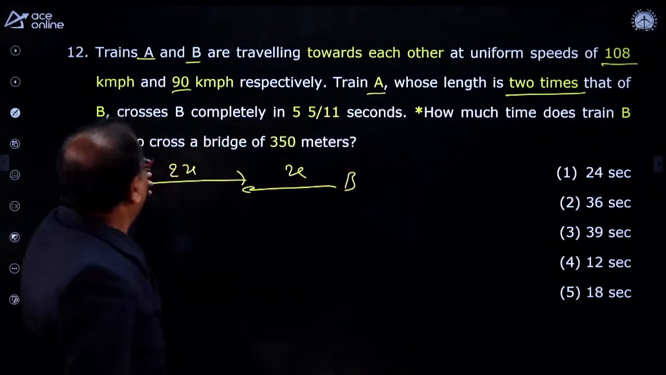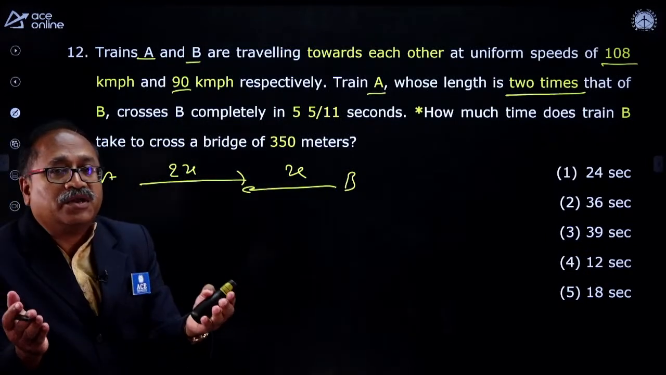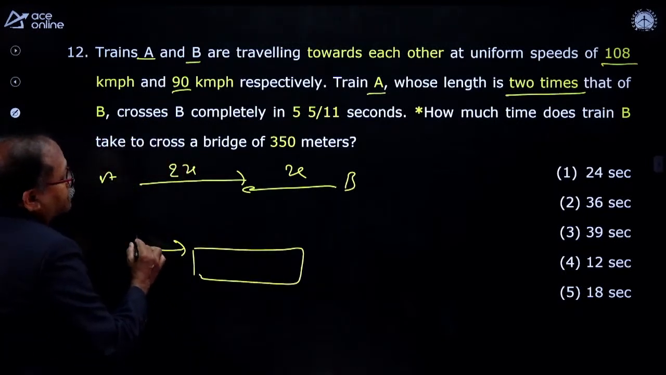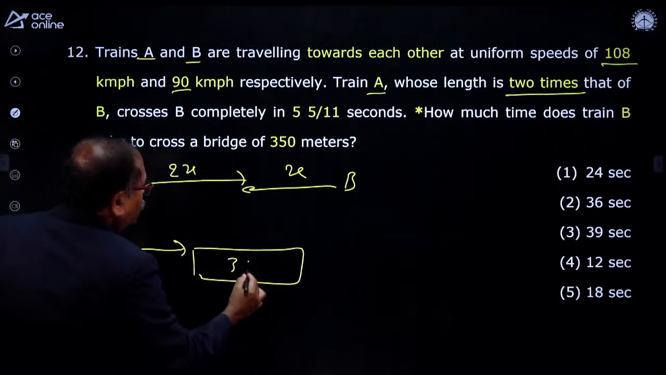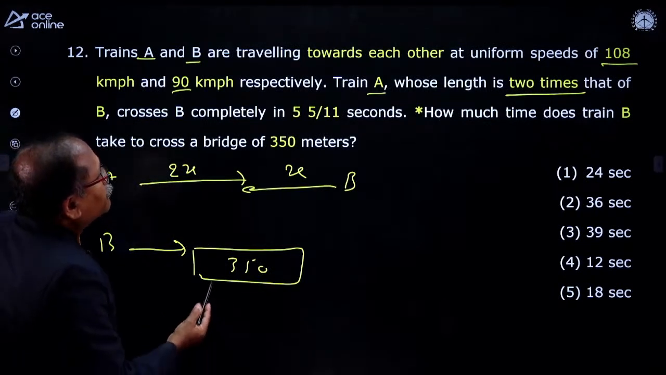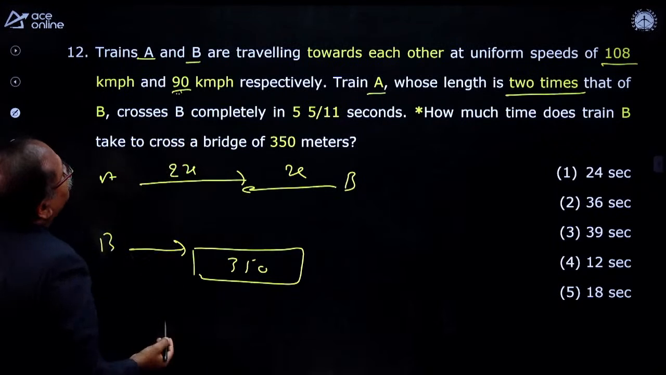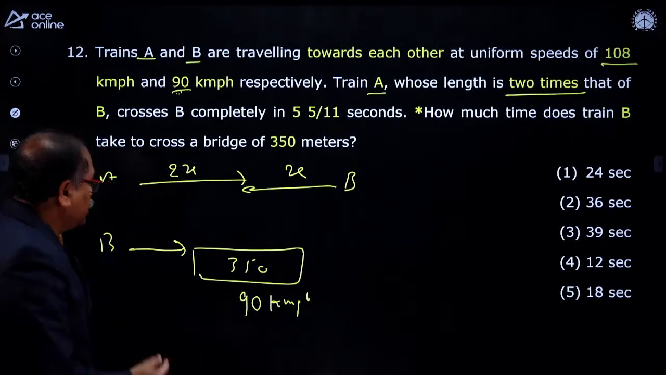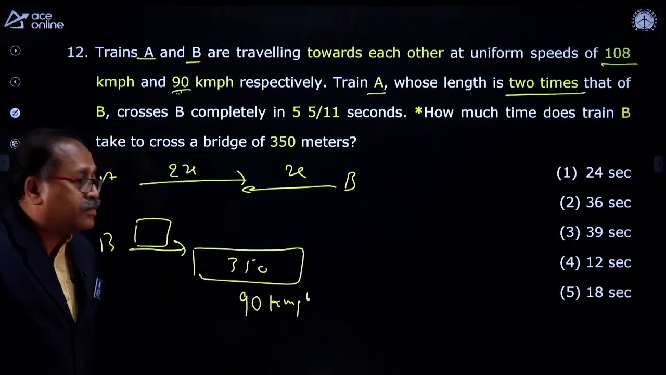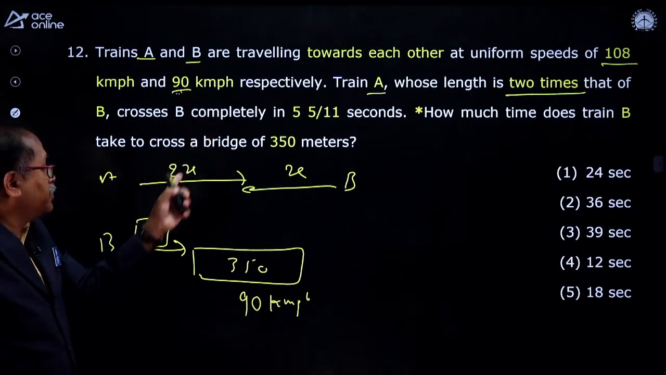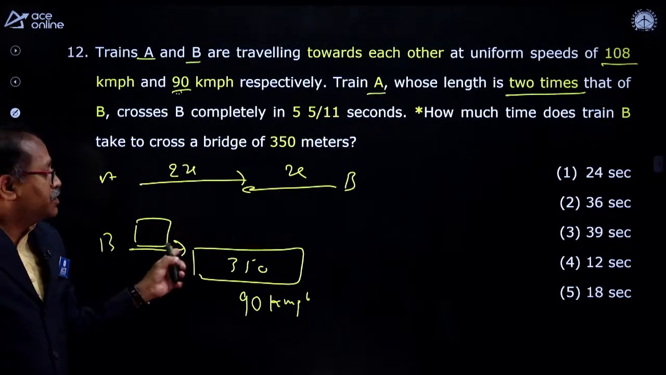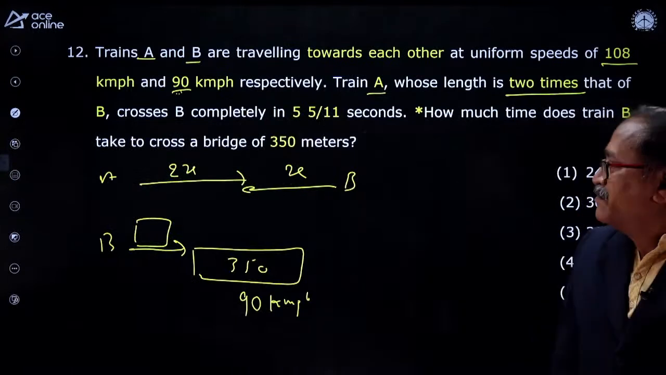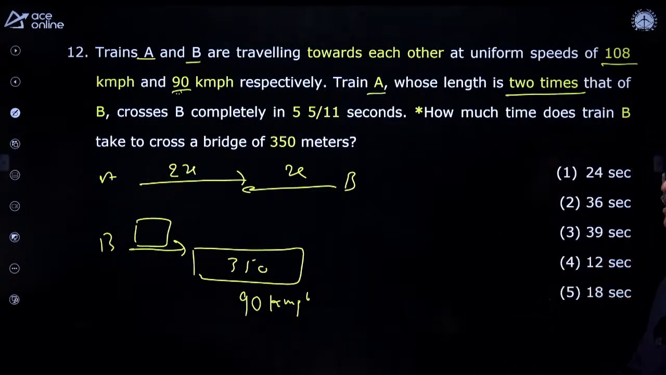How much time does train B take to cross a bridge of 350 meters? This is train B, and the length of the bridge is 350. The speed of train B is 90 km per hour. I know the speed, and what I do not know is the distance, the length of train B. For that you have the first information. By using the first information, you can get the length of train B. And once you get the length of train B, speed is given, so length divided by speed. 30 seconds for you. Answer it, my friend. Some of you will definitely answer the question correctly.